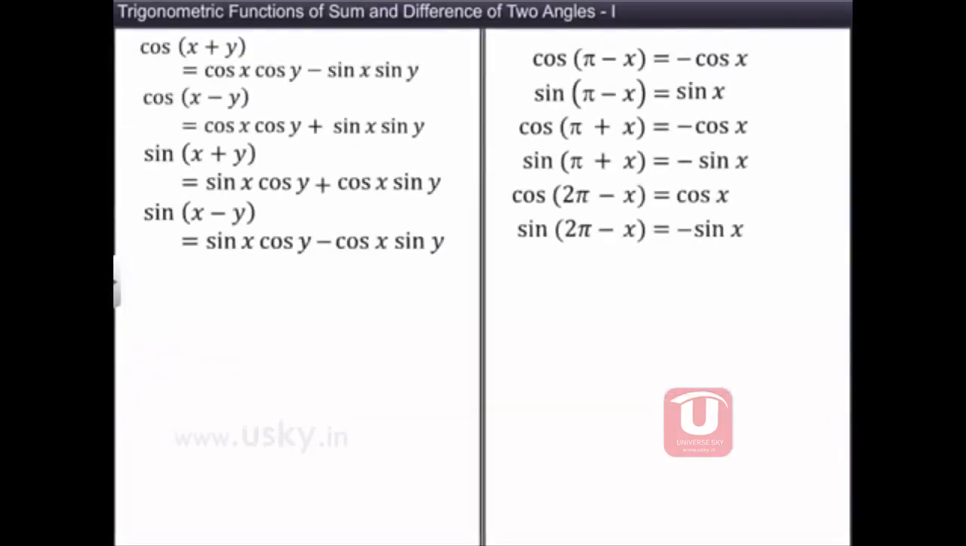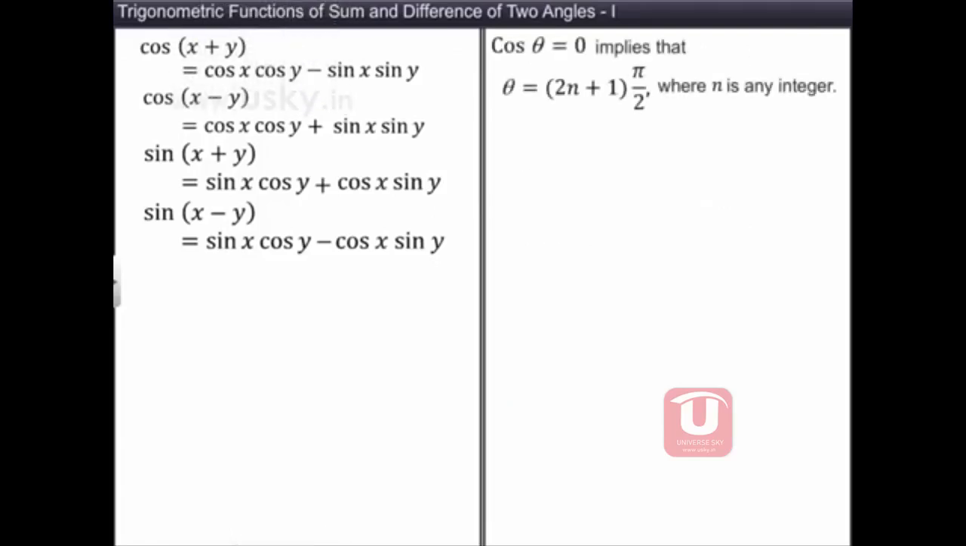Let's now learn the tan and cot functions of the sum and differences of two angles. We know that cos theta is equal to 0, which implies that theta is equal to 2n plus 1 pi by 2, where n is any integer. Therefore, tan theta, which is equal to sin theta by cos theta, is defined only when theta is not an odd multiple of pi by 2.